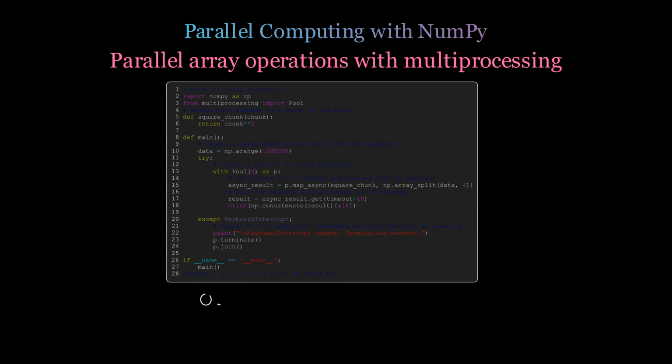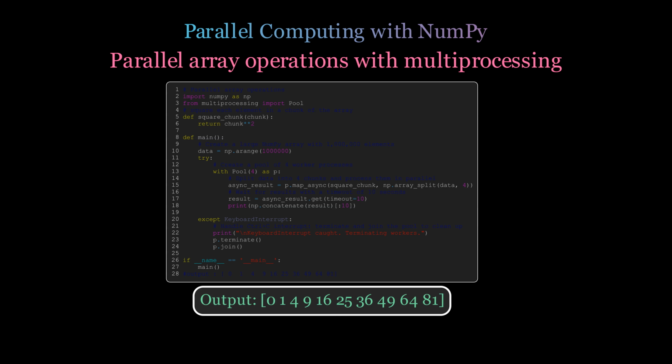The code creates a pool of 4 workers, splits the array into 4 chunks, and squares each element in parallel. Notice the careful handling of keyboard interrupt for proper cleanup, crucial for production code. The first 10 squared numbers confirm correct parallel execution.